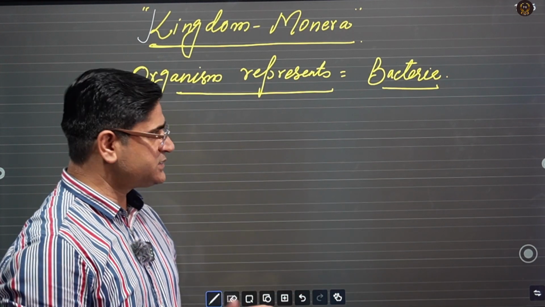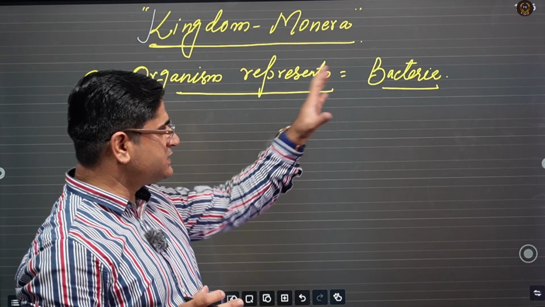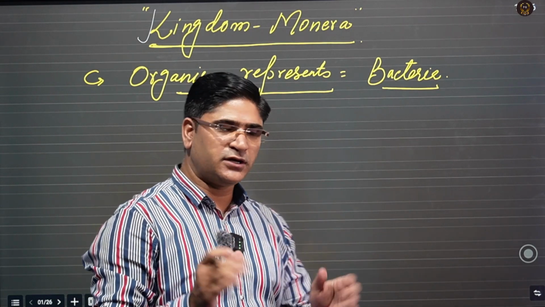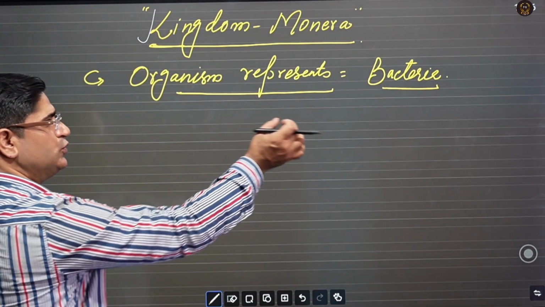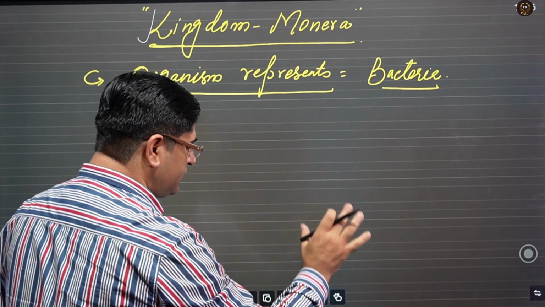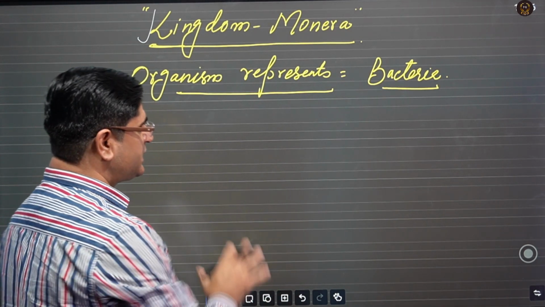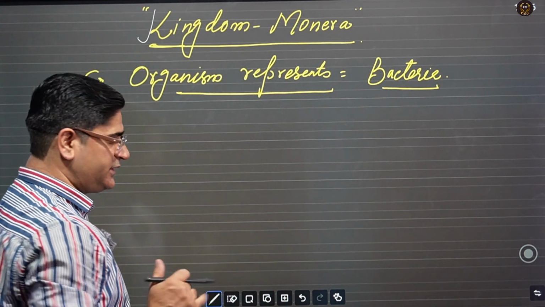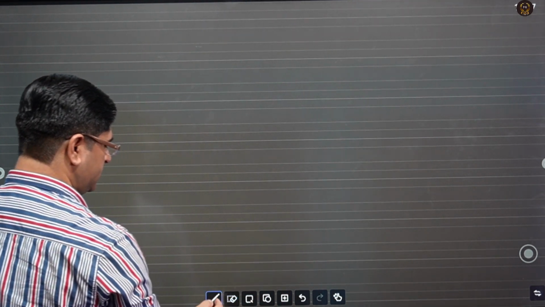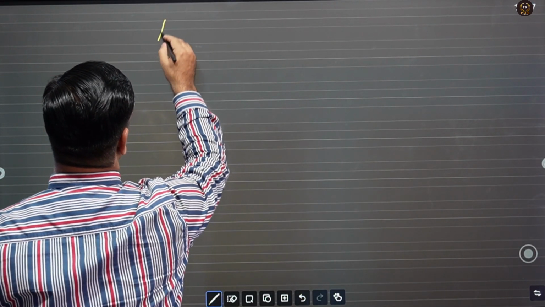Whatever characteristic features are present in the bacteria, we can consider all of them present in the kingdom Monera. So let me take you first through the structure of the bacterial cell. All features present in the bacterial cell represent the kingdom Monera itself. So let's talk about the structure of a typical bacterial cell.